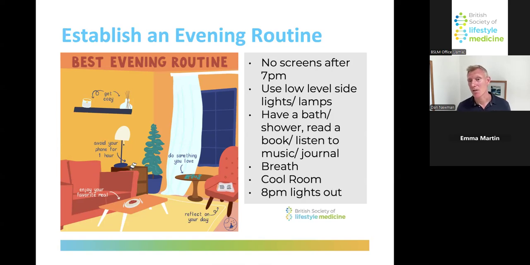And then thinking about the temperature of the room, not being too warm, keep it cool. I mean, 16 degrees, and some people may have that kind of control in their houses, but just think about not being too warm. And then knowing that each night around 8 o'clock, my lights are going out.